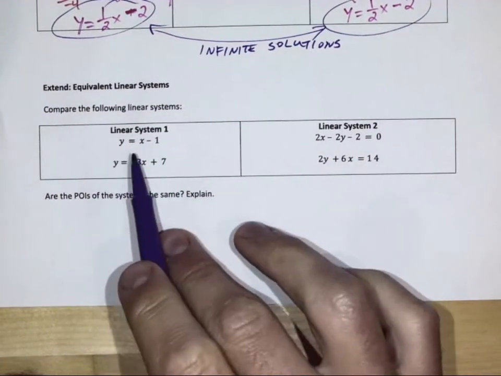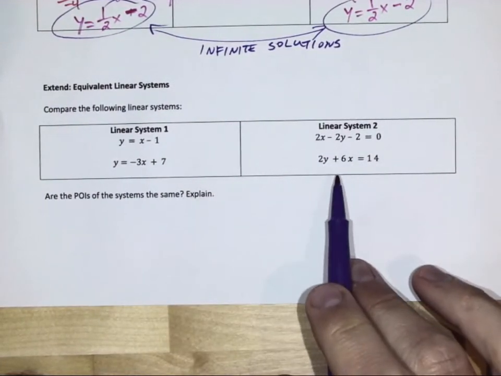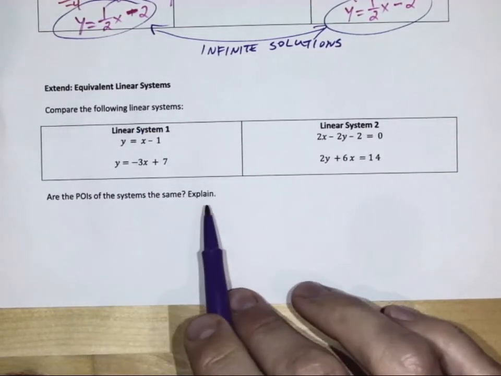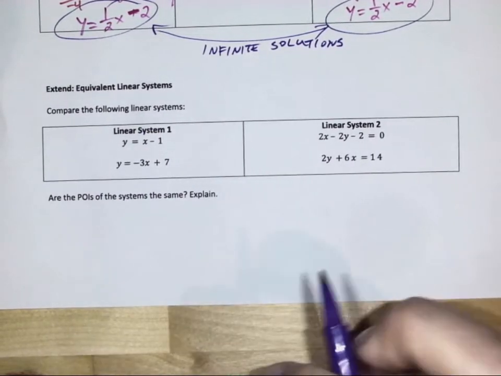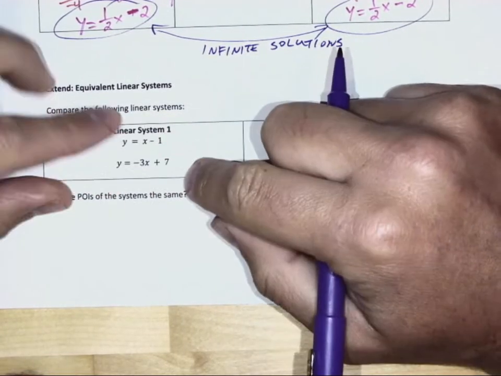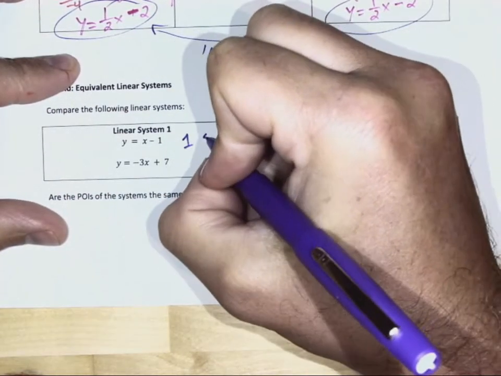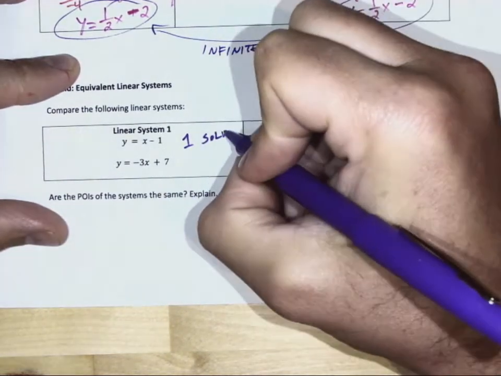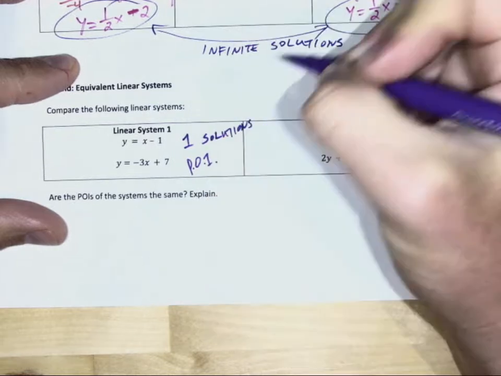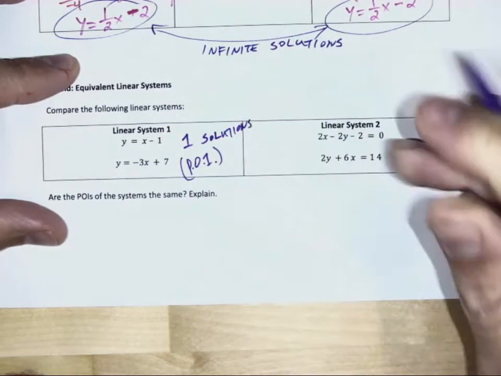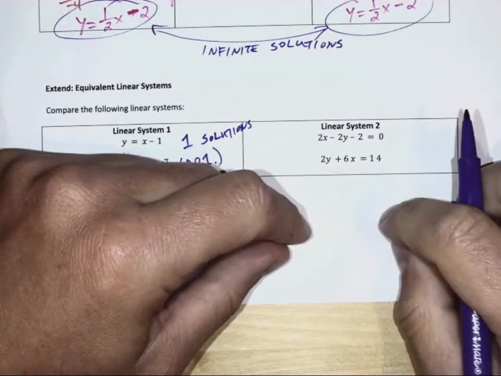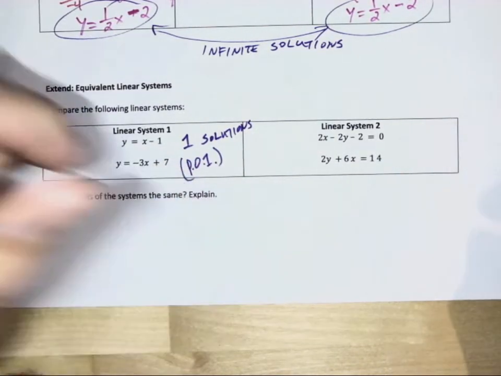Okay. For these two systems, without actually graphing them, could we see if the points of intersection are the same and then explain? So we've got equation 1, equation 2. Different slopes, different y-intercepts, so we have one solution, one POI, point of intersection. Over here, we're not sure. We need to see, are they the same? Do they have the same slope? Do they have the same y-intercepts, or are they different?